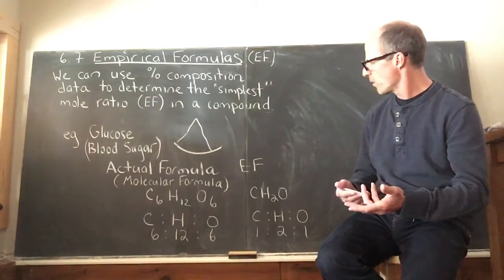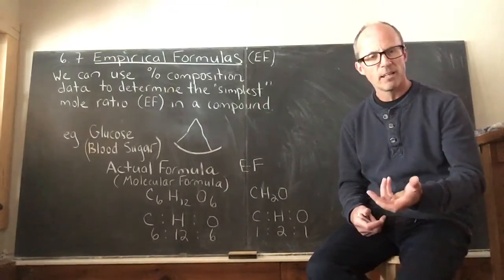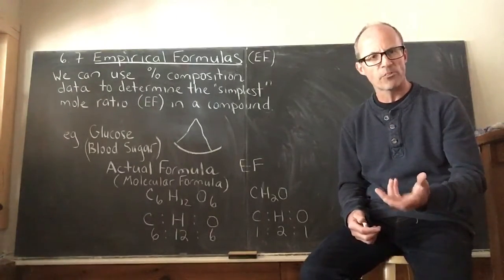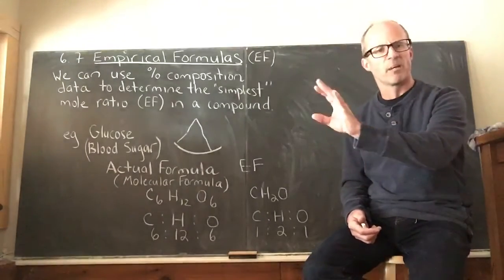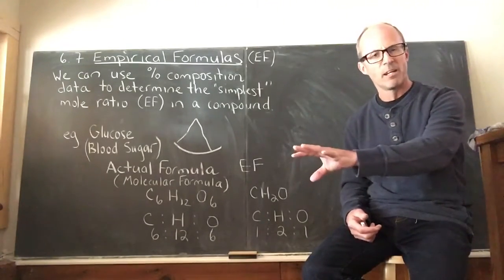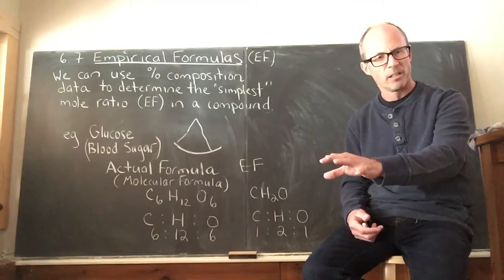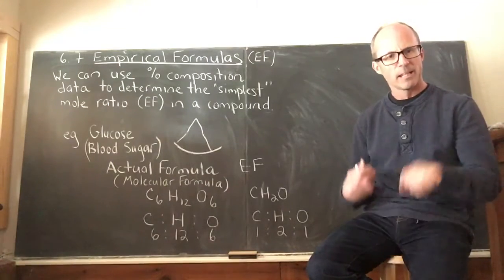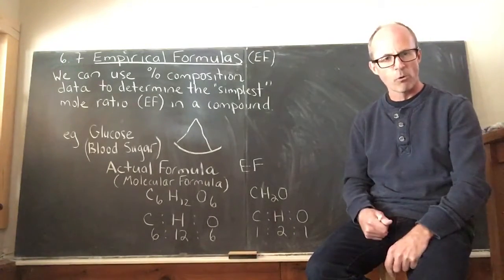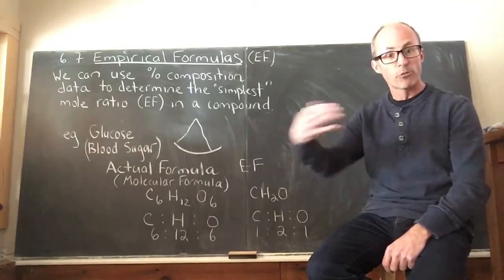So that is a very quick introduction of what empirical formulas are. We will next look at a specific question that deals with going from percentages of elements, converting that to grams and moles, and determining what the simplest ratio of elements would be in that compound. So this is just a quick little introduction to empirical formula. I hope it helps you out quite a bit, and it will serve as a springboard to our next steps.